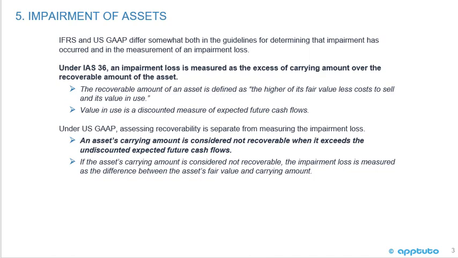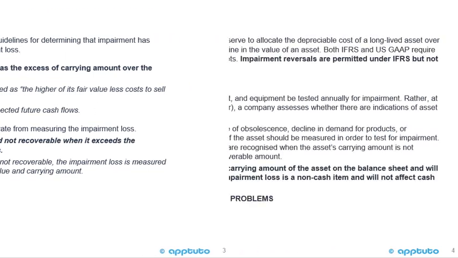Under US GAAP, assessing recoverability is separate from measuring the impairment loss. An asset carrying amount is considered not recoverable when it exceeds the undiscounted expected future cash flows. So then you've determined that the asset is impaired. So how do you calculate the loss? If the asset's carrying amount is considered not recoverable, the impairment loss is measured as the difference between the asset's fair value and carrying amount.